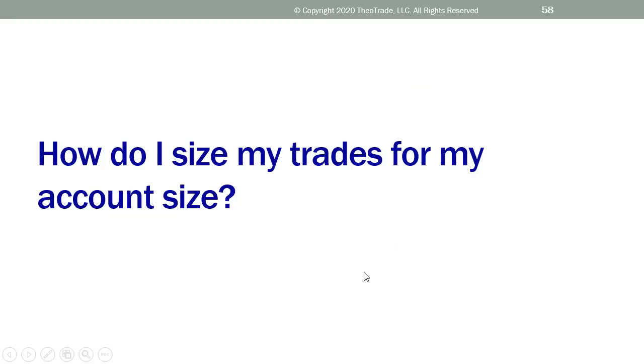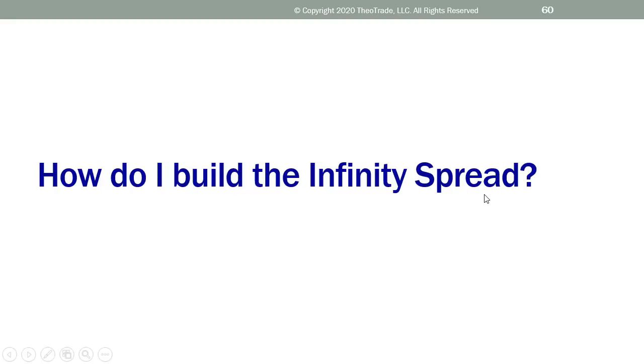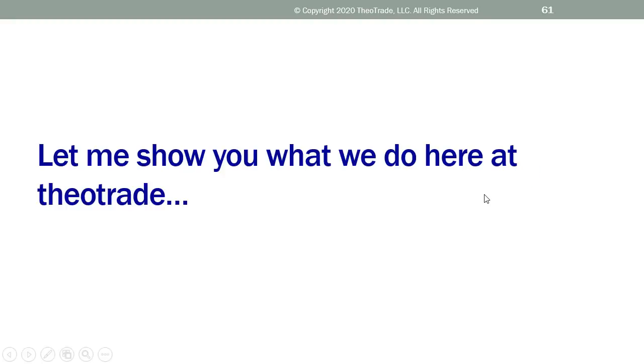Now, how do I size my trades for my account? If you have a $200,000 account and you're trying to use this to reduce portfolio risk, how do you do that? How many contracts do I use? Do I do 1 by 3 by 1? Do I do 2 by 6 by 2? Like, whoa, I don't know. There's a ratio. What's the right amount of risk for me? If you have a $10,000 account, how many of these should you do? A $100,000 account, how many should you do? How do I build the infinity spread? Let me show you what we do here at TheoTrade.